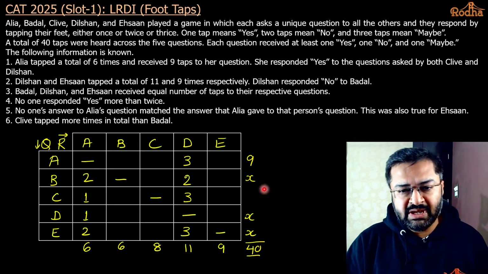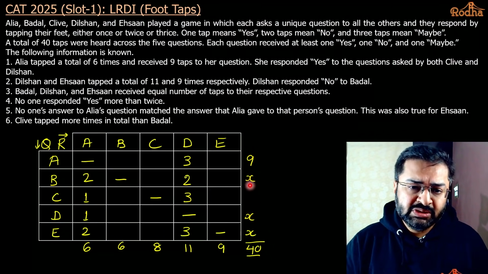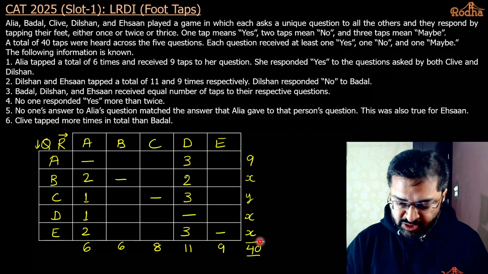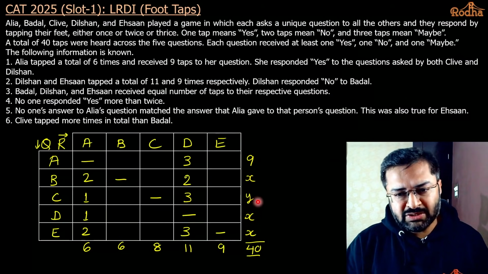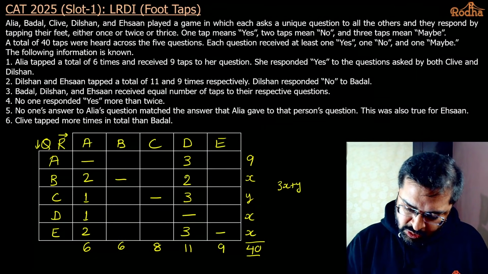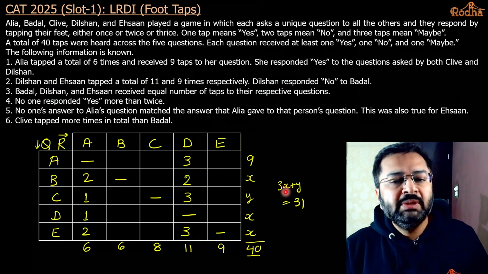This is 40, this is 9, so this would be 31. Fine. What is 31? I would say if I call this, let's say, y, for example, so what would this be? 3x plus y. You don't have to make an equation, I am just showing it to you. This would be equal to 31, right? If this is 31, you tell me what can be the value of x.